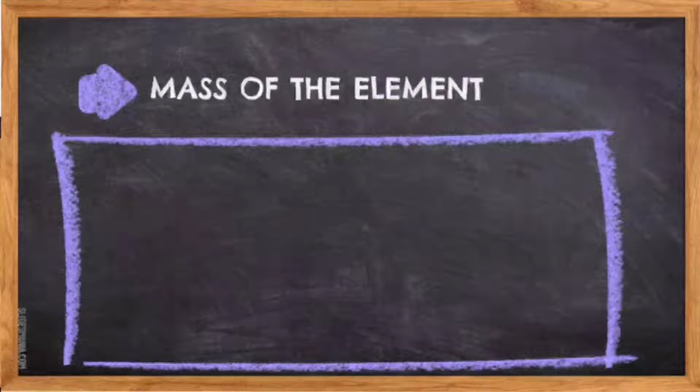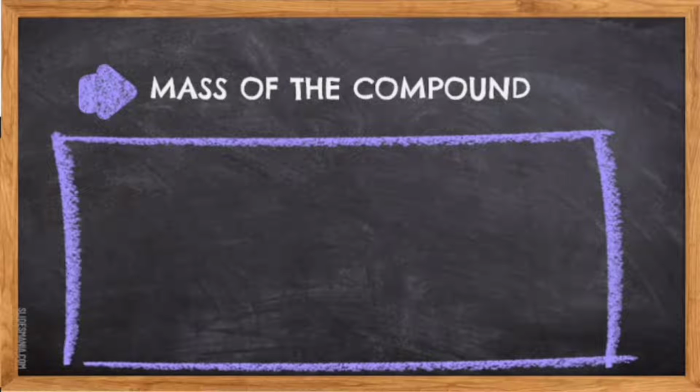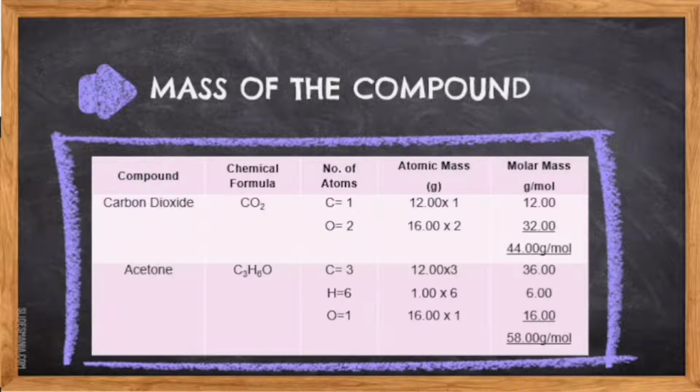Now, how can we know the mass of the element? So for example, the element of carbon, the symbol is C, the atomic mass is 12, so that is the molar mass also, which is 12 grams per mole. As you observe, you will simply look at your periodic table and you will get the atomic mass of each element. How about the molar mass of the compound?